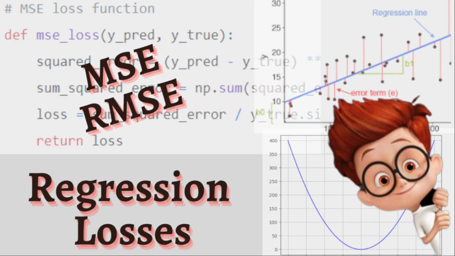In our previous video, we have seen mean absolute error and its variants. In this video, we will discuss the most commonly used loss functions, which are MSE and RMSE, mean squared error and root mean squared error. So without further delay, let's jump into the video.